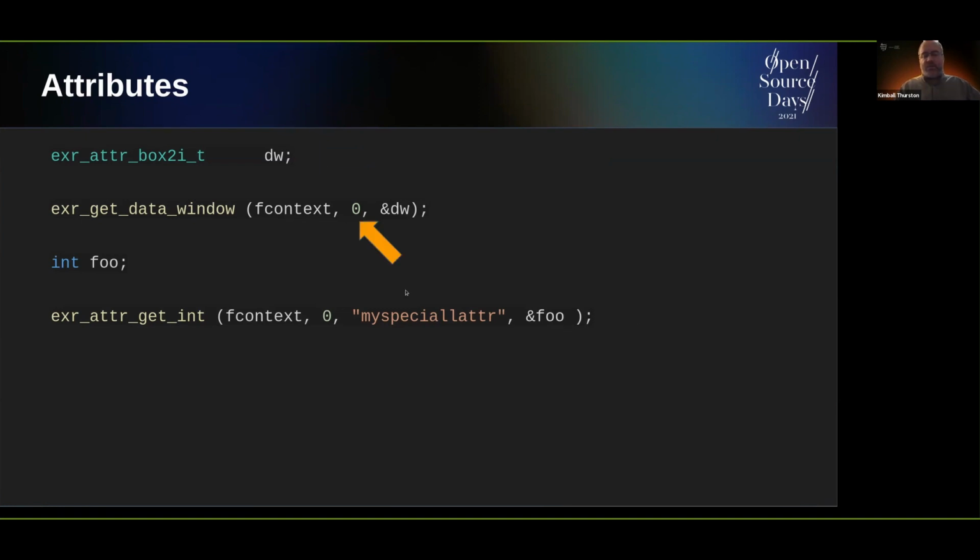Another thing that you'll notice here is this 0, and that's because I was lazy when I was making these slides, but this is the part number of the file. One other thing to say about the C layer is it only presents an API that is for EXR2 and newer, where it's a multi-part file. If you only have one part, it will still write an EXR1 compatible file. But the whole API is designed around multiple parts.